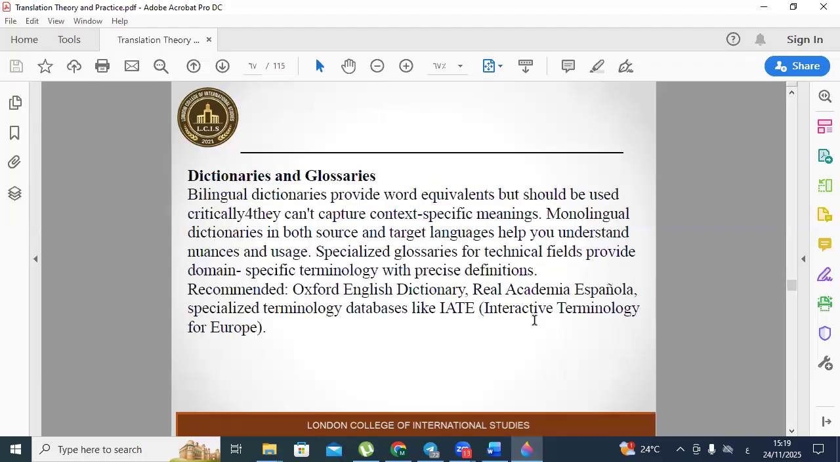competency. Dictionaries and glossaries.